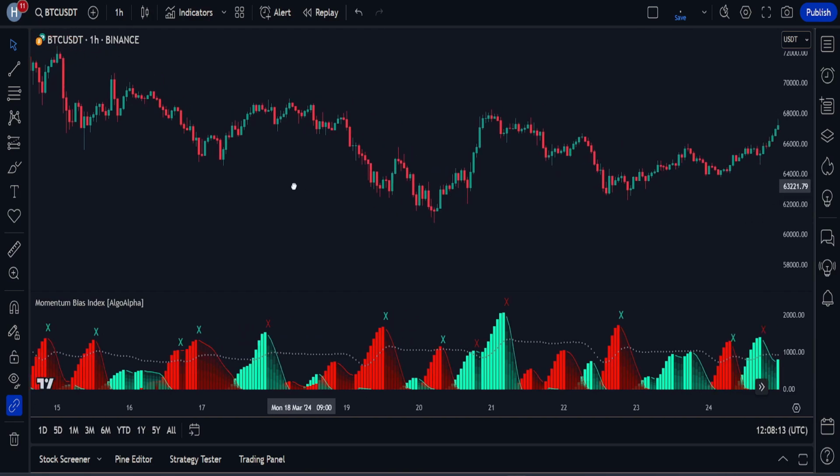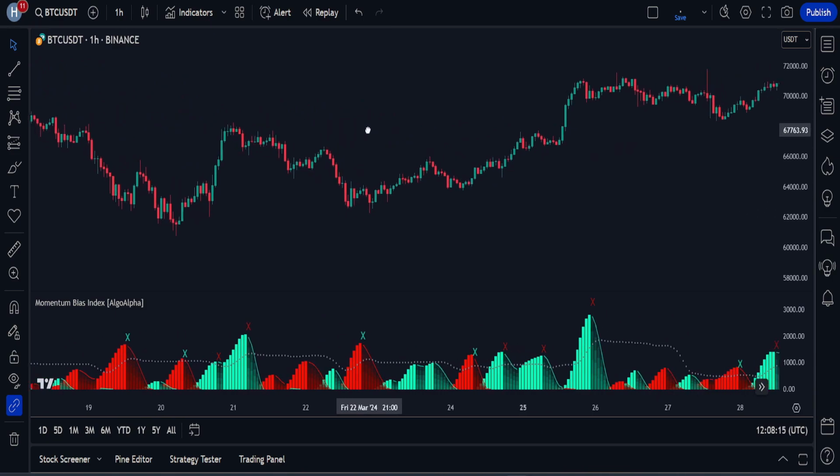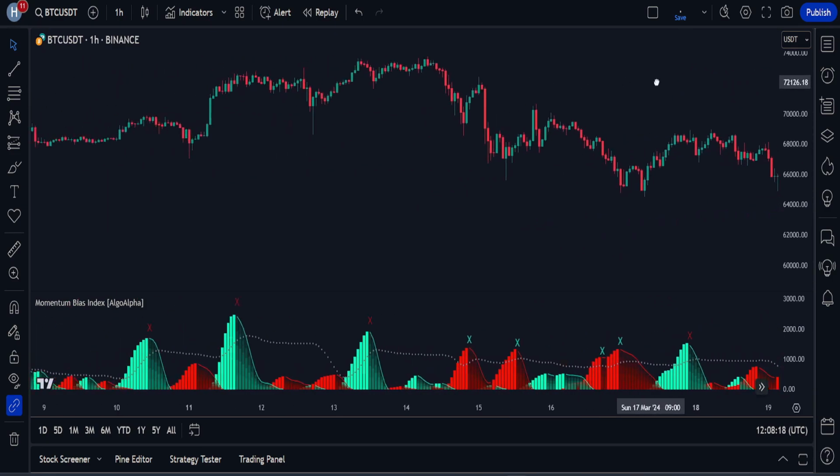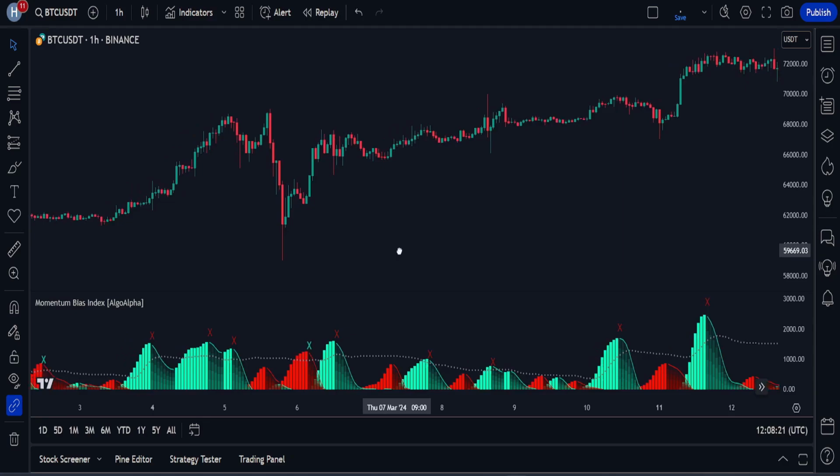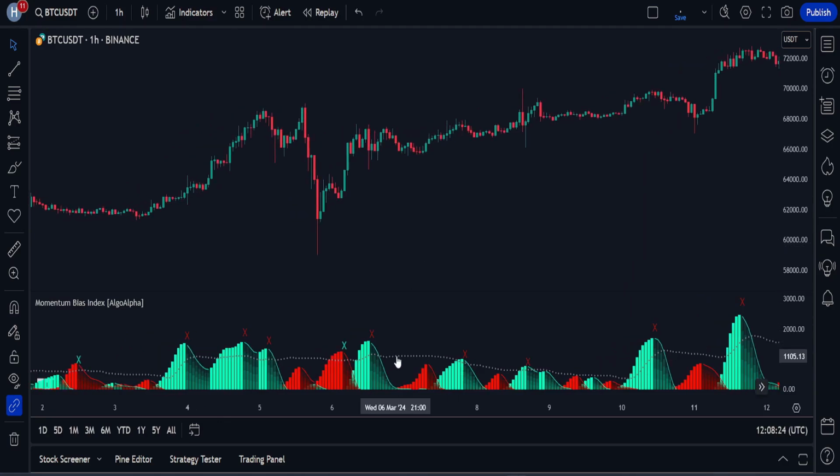Now, in order to use this indicator to trade, we would need the market momentum to be strong enough to push the price in the direction of our trade. And for that, we're going to be using this gray dotted line.